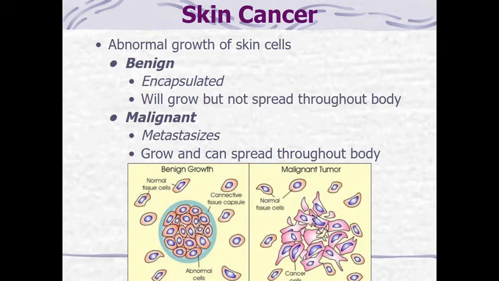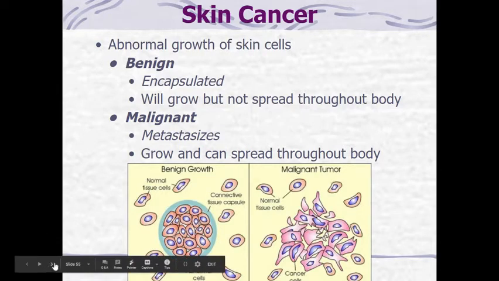So skin cancer. Skin cancer is abnormal growth of skin cells. It could be a benign form of skin cancer. Benign means it's encapsulated. It means that we've got these abnormal cells growing, but they're not spreading through the body. They're staying localized. Malignant means that it metastasizes or spreads. So these abnormal malignant cells will grow and potentially spread to other parts of the body, which means the cancer can then start to grow in other locations.